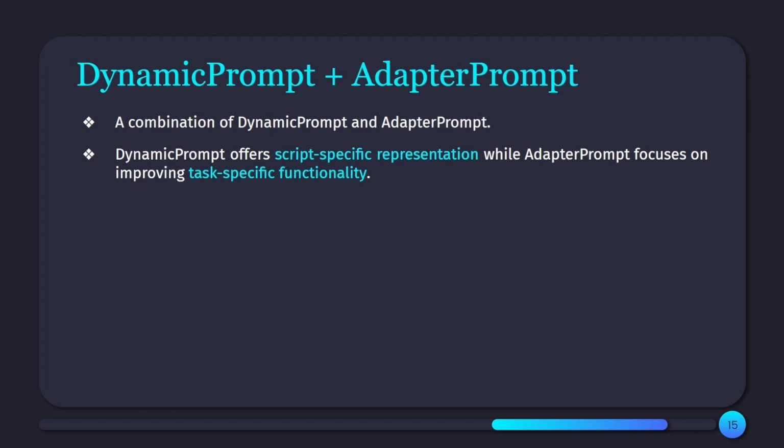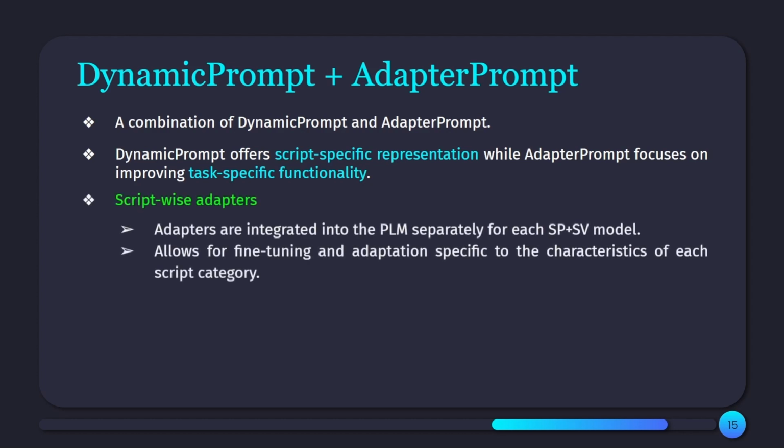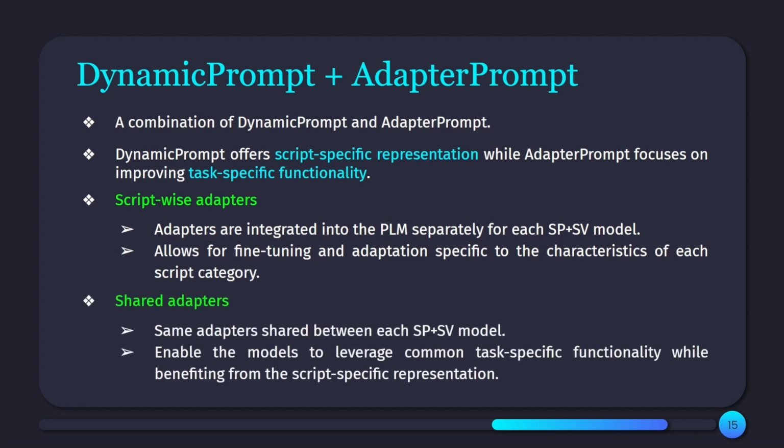There are 2 ways that adapters can be integrated into the language model. First one is script-wise adapters. Here, adapters are integrated into the language model separately for each script-based model. This allows for fine-tuning and adaptation specific to the characteristics of each script category. Next one is shared adapters. Here, the same adapters are shared between each script-based model, enabling the models to leverage common task-specific functionality while benefiting from the script-specific representation.